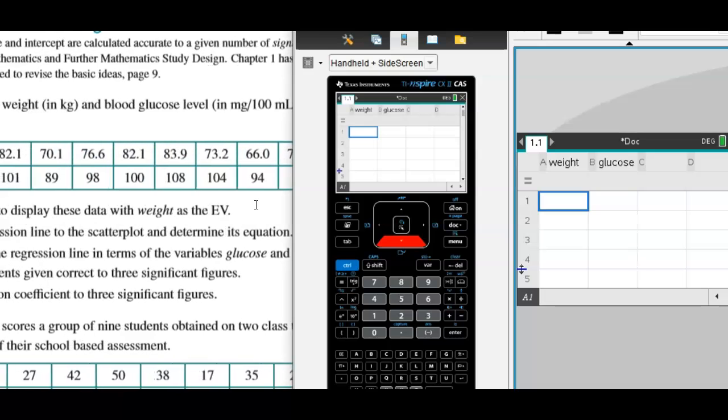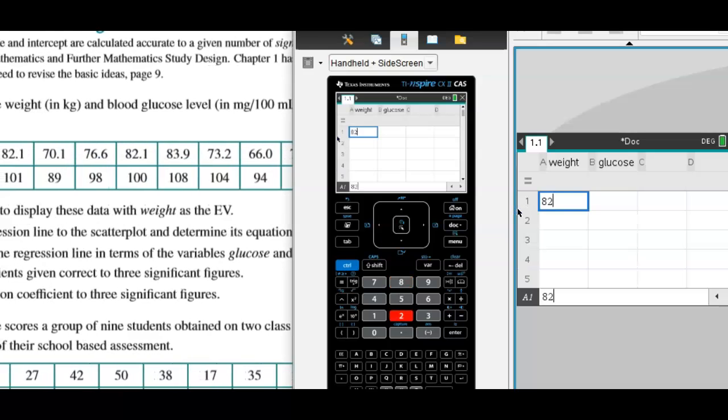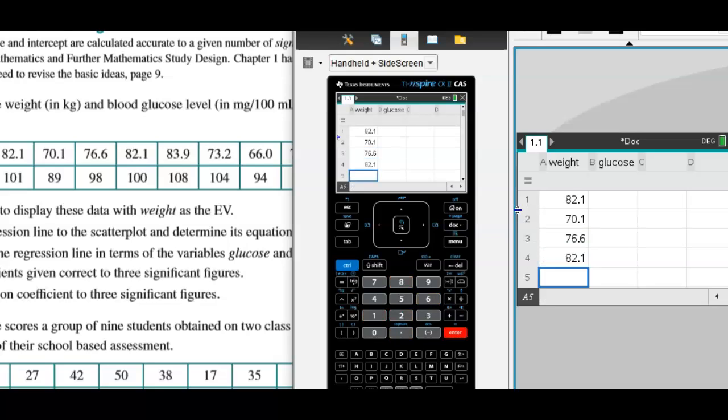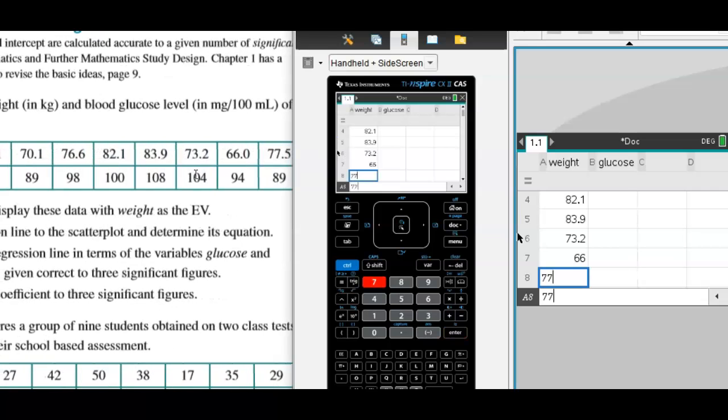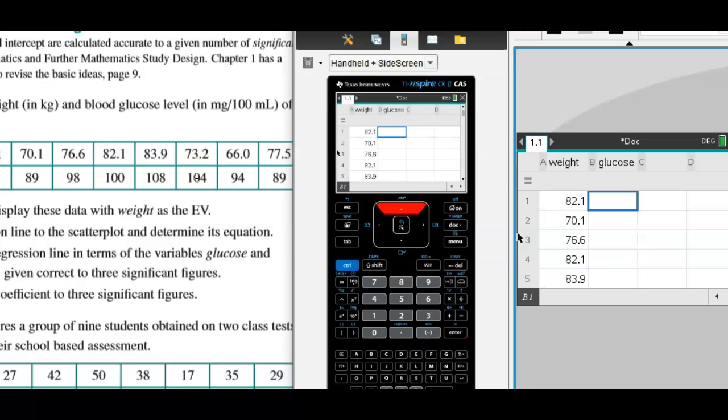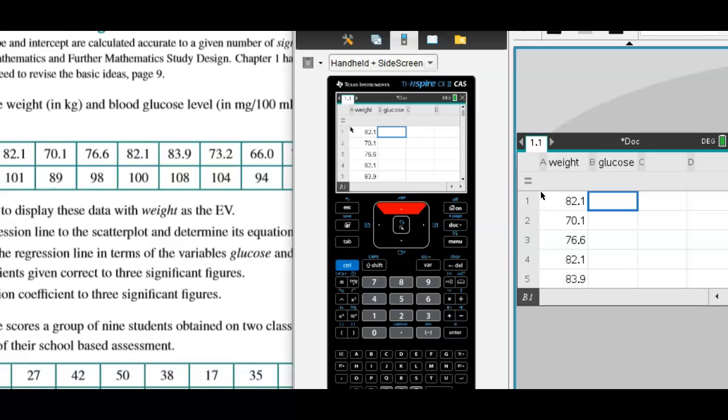All right, let's put those values in. So 82.1, 70.1, 76.6, 82.1, 83.9, 73.2, 66, you don't need to put 0.0 in, and 77.5. The question said we had 8 adults, so I'm making sure there were actually 8. All right, and then we put in the glucose.